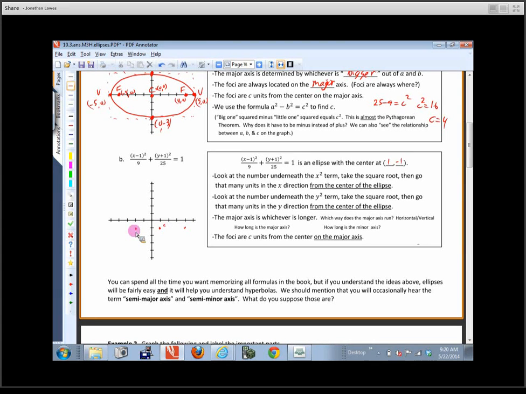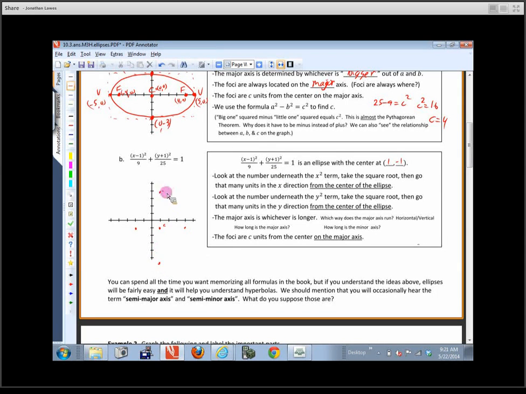Now, because that's the smaller of the two, that's going to be the minor axis. And then look underneath the y, take the square root, that's a 5. So we're going to go 5 units in the y direction. So I'm going to go up 1, 2, 3, 4, 5. Down 1, 2, 3, 4, 5. So we're about right there.